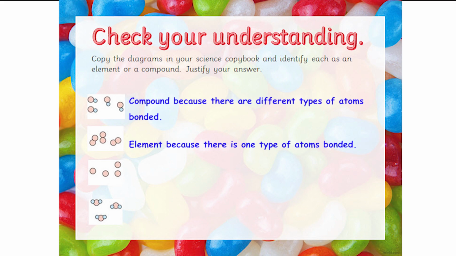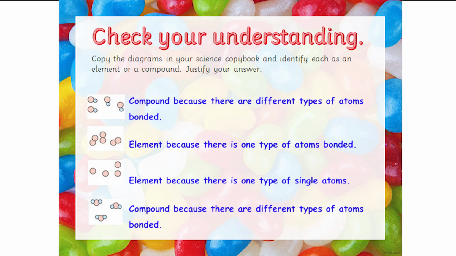How are atoms in the third picture? In the third picture, atoms are alike, so they represent an element because there is only one type of single atoms. How many types of atoms do I have in the last picture? Two types of atoms which are chemically joined, so it's a compound.